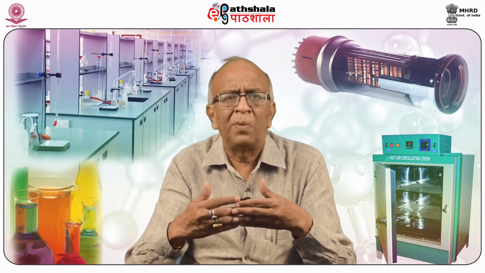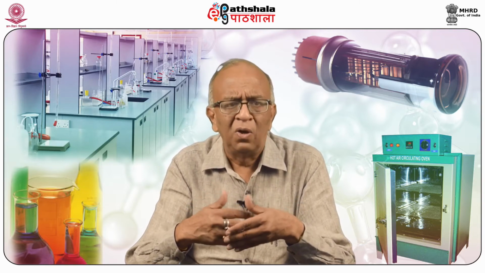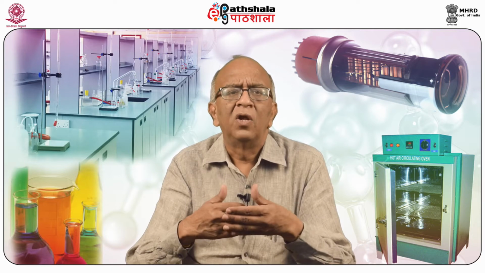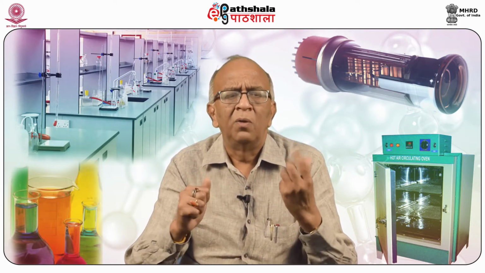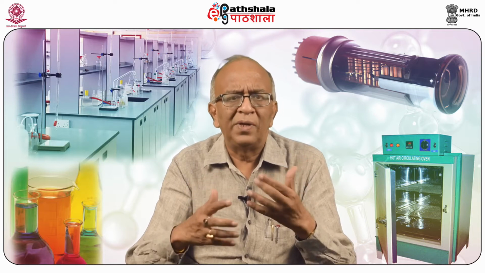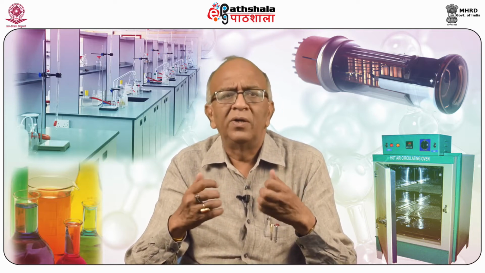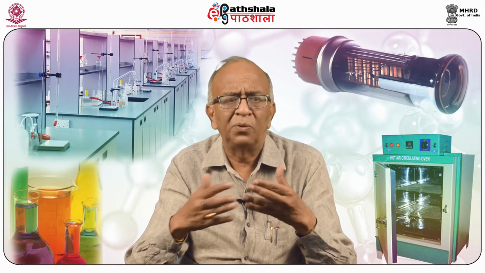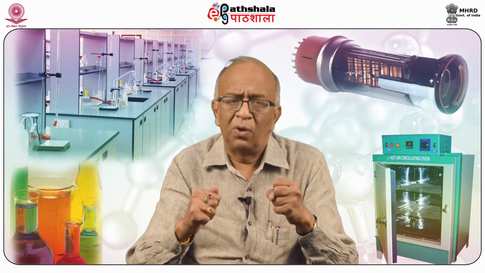Monochromatic means a particular wavelength or a band of wavelengths of the polychromatic light, which we obtain by passing it through a monochromator. A monochromator may be a prism or it may be a diffraction grating. By passing through that, we may select a wavelength of our choice.